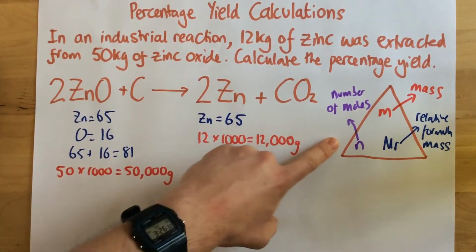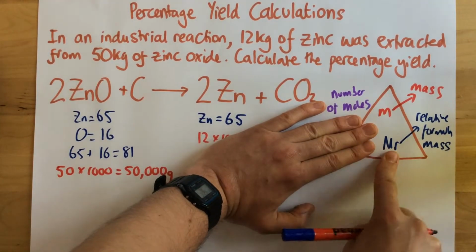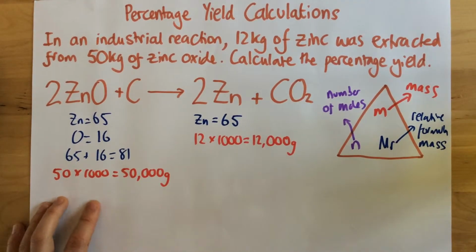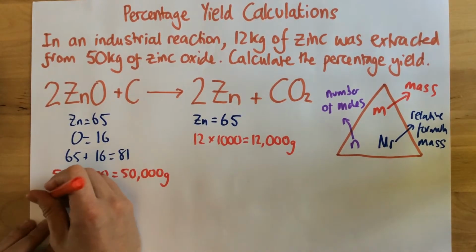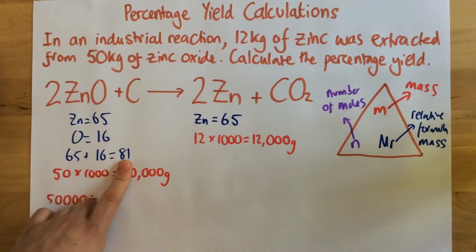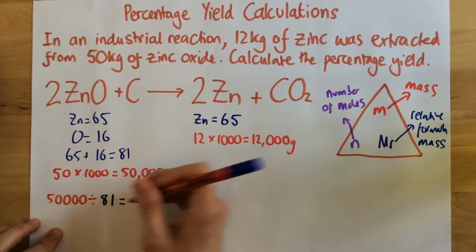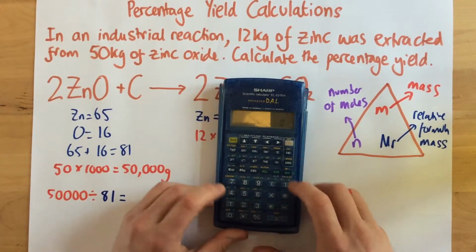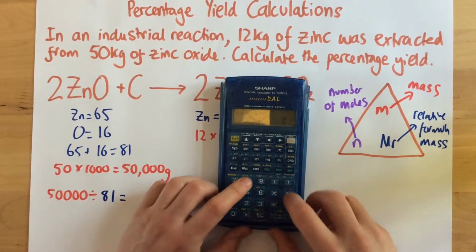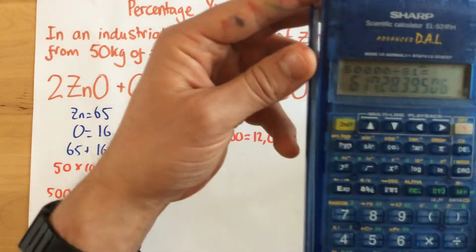So to find the number of moles, we just cover up that little n, and we need to do mass divided by the relative formula mass. So my mass is just here, 50,000, and divide it by my relative formula mass, which is 81. Now, I need to do that on my calculator, obviously. 50,000 divided by 81 equals that number there. It's a really long number.